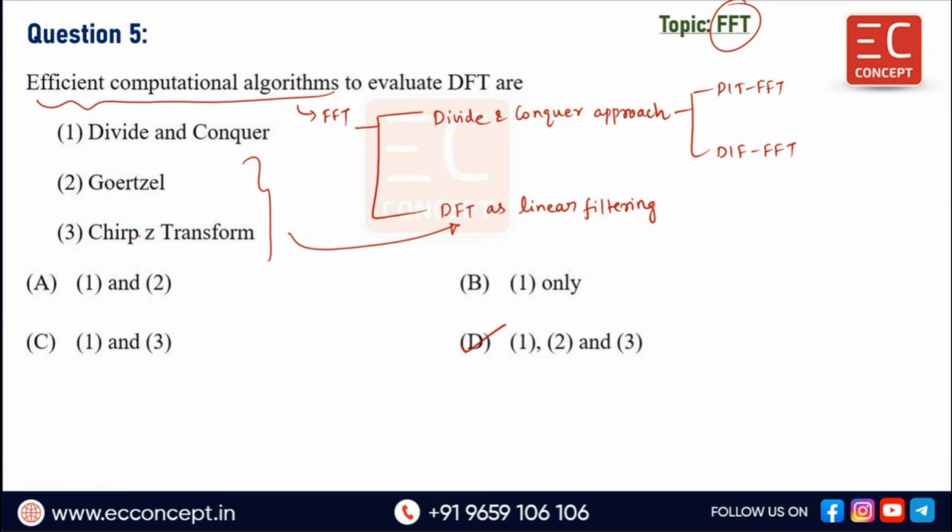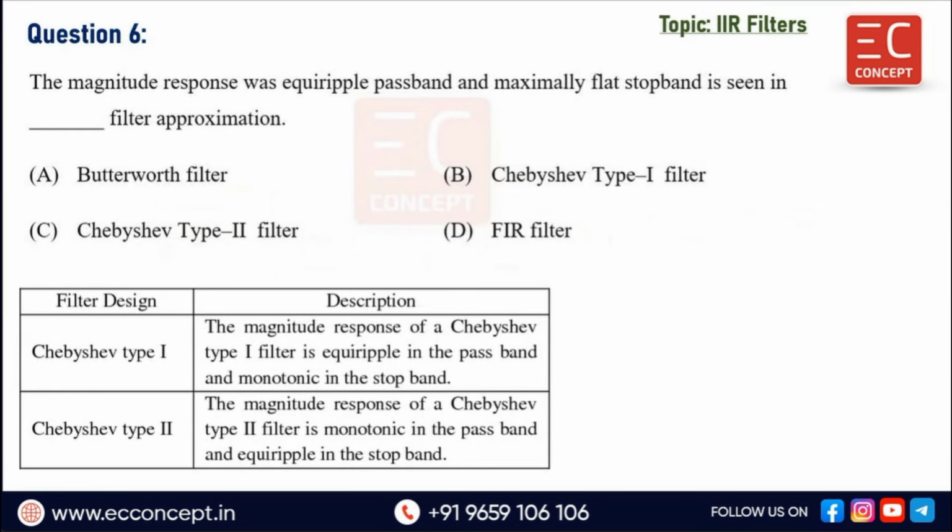So next, question number 6. This is one of the important questions from IIR filters, okay? The types of IIR filter are the Butterworth filter and the Chebyshev filter. Chebyshev again has type 1 and type 2. They are asking about the magnitude response, equiripple in the pass band and maximally flat stop band.